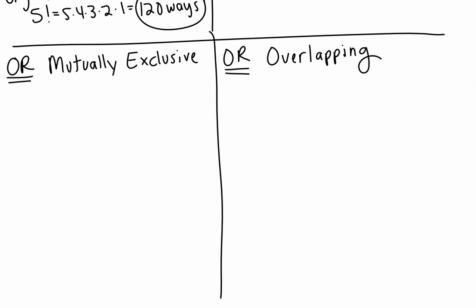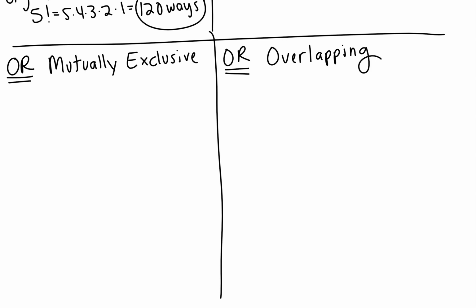The or is the main thing. So when you're reading the problem, if it says, what's the probability that I choose Dr. Pepper or lemonade, then you know that it's an or kind of question. If it says, what's the probability I choose Dr. Pepper and then lemonade, that would be an and question. We'll get to those next.